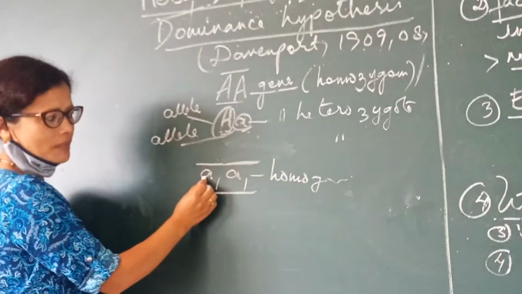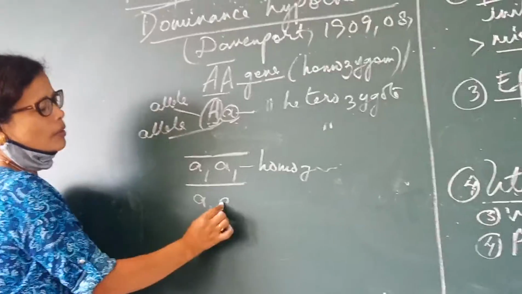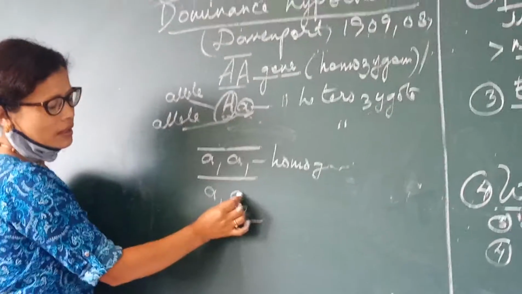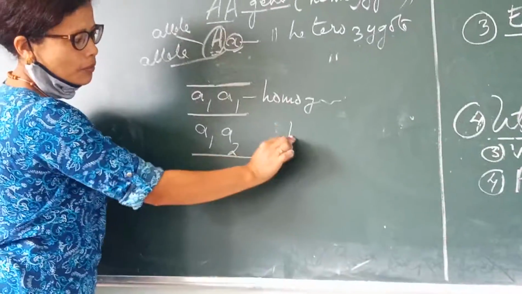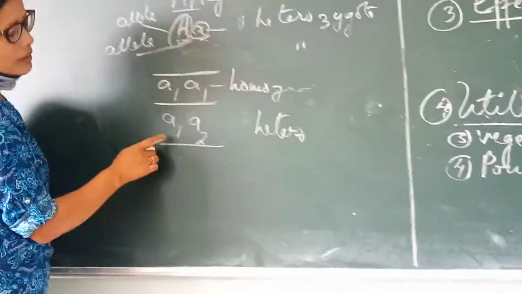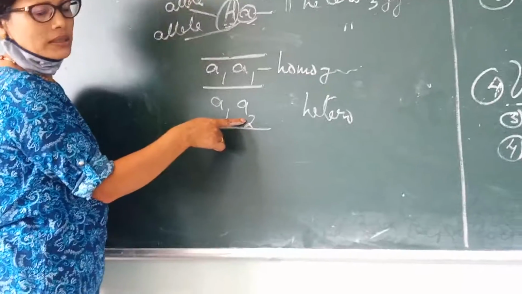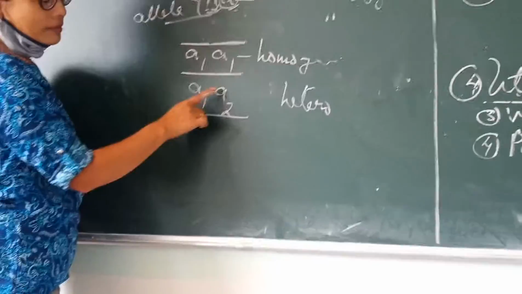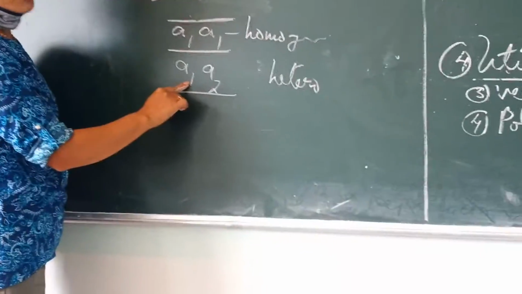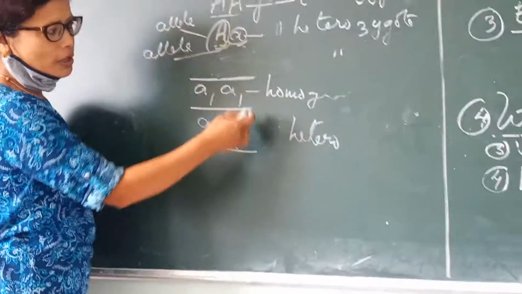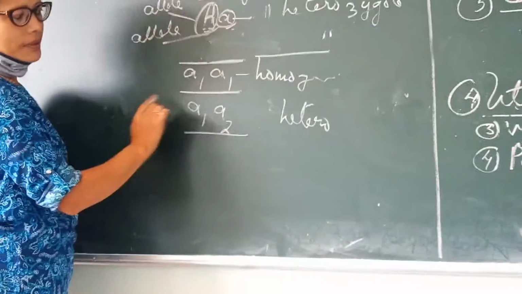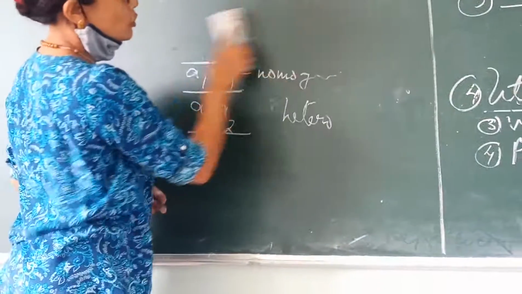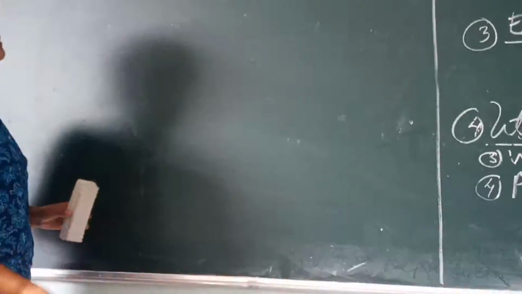Because they are same. Alright. Suppose I write A1, A2. Then this is also two alleles of a gene. It is hetero because why? This is one form of a gene and this is another variant of a gene. Though both are recessive, they are different. Their location on the DNA is different. Alright, fine. Now let us talk about the dominance hypothesis.